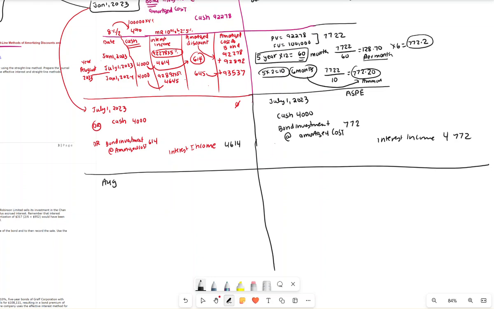They ask us to do an entry August 31st 2023. This is not the payment date, this is my year end. So this is my year end, that's what you're going to be doing. Now this is my next payment, my 6 months payment, so I'm not receiving cash. What I will have is my interest receivable, then a bond investment at amortized cost, and the number here I'm going to show you, and we have an interest income.